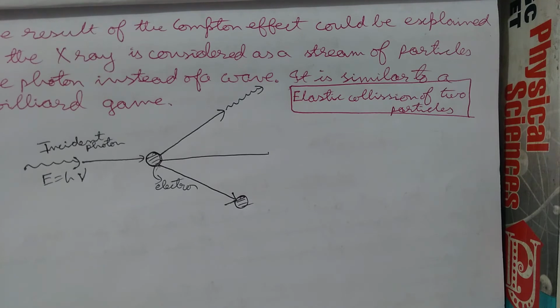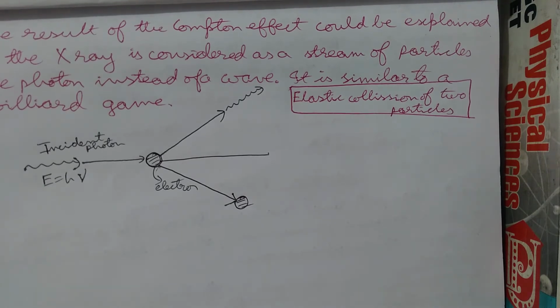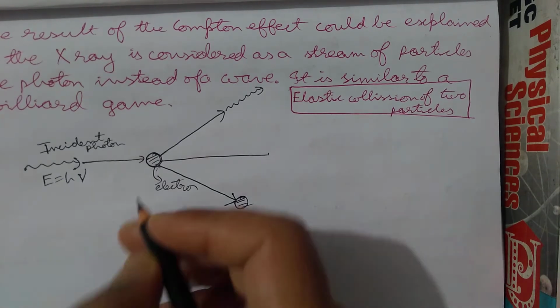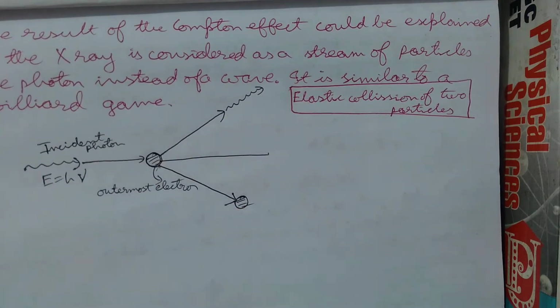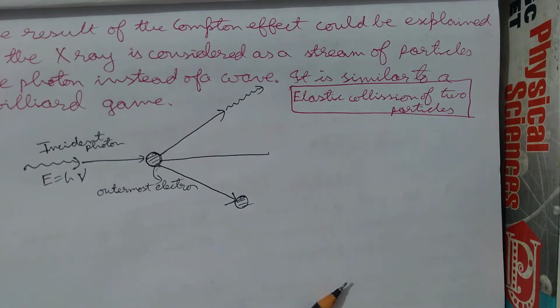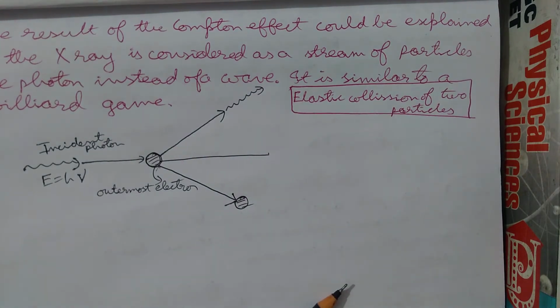Now in this Compton effect, when this scattering takes place, you need a real collision. That electron will scatter and the photon will also scatter. How can this happen? When the incident radiation has very high energy, then it can collide with the outermost electron of the orbit. Not the inner electron, not the electron which is nearer to the nucleus. This is the outermost electron.